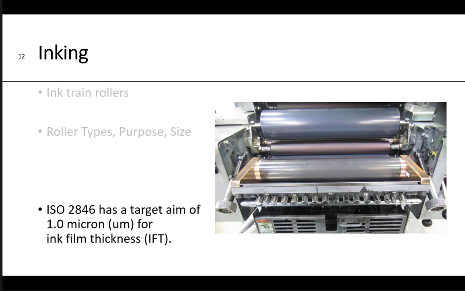I do want to mention to you that ISO, the International Organization for Standardization, 2846 has a target aim of 1 micron for the ink film thickness, or IFT. So when you put ink on paper in offset lithography, the thickness of that ink is about 1 micron, extremely thin. 1 micron is 1/1,000,000th of a meter.